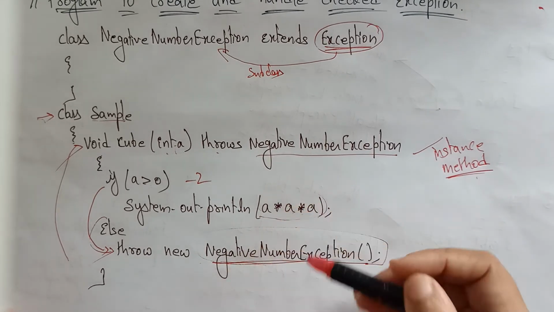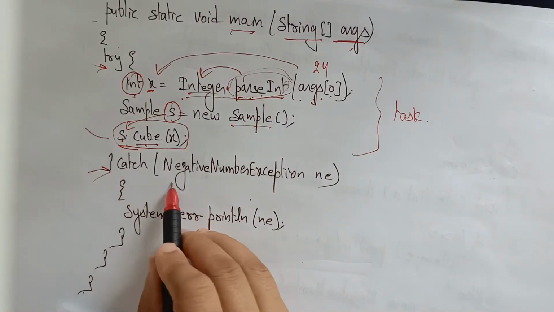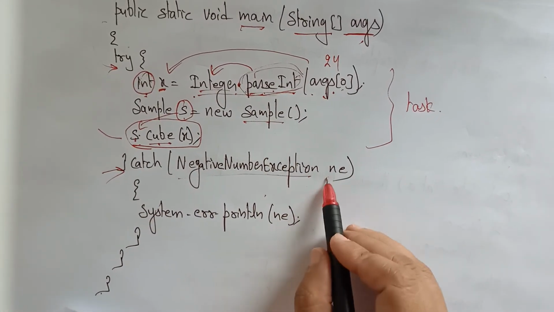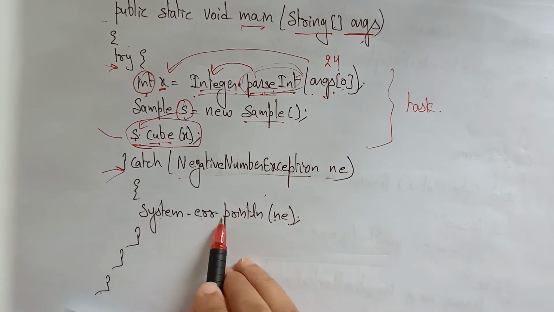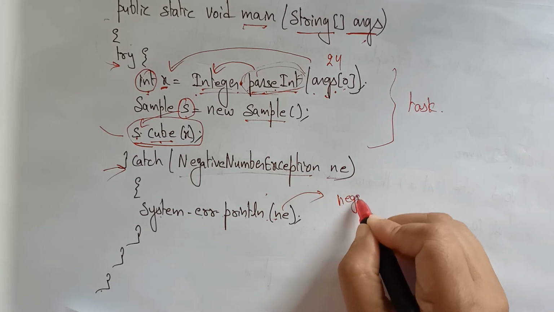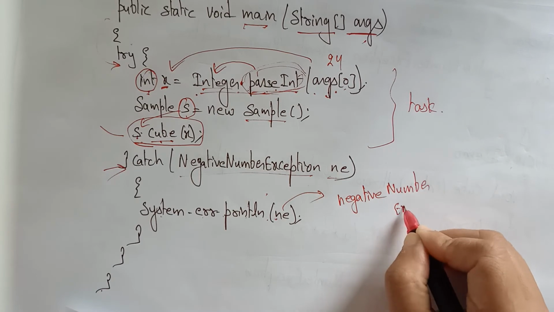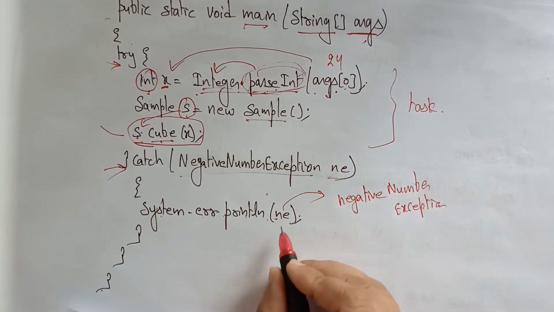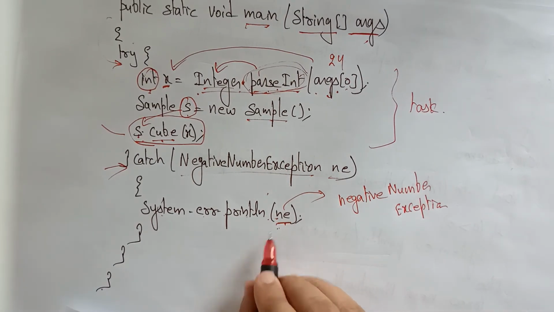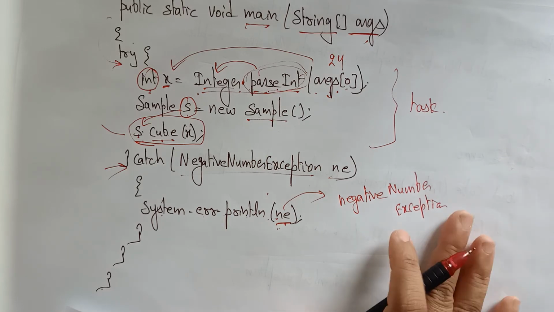Because an error has occurred, it throws a NegativeNumberException. So the controller will come to here, NegativeNumberException, and print whatever the message is. System.err.println(NE). Negative number exception is occurred. Or else you can write a message here also: please enter the positive number. That message is going to be printed. Okay. So this is a program to create and handle the checked exceptions.